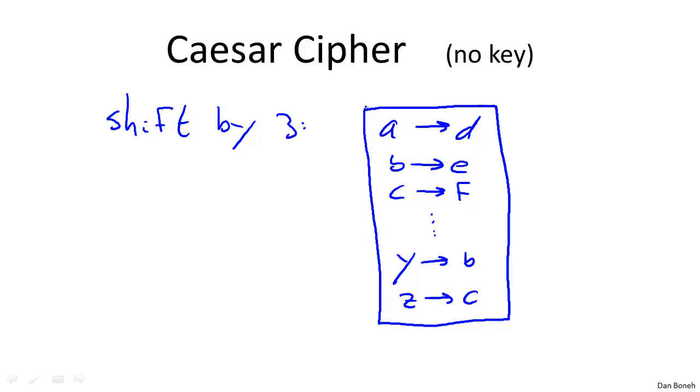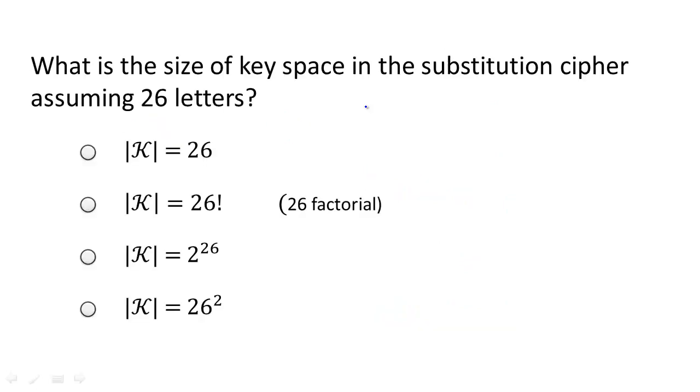Okay, so now let's go back to the substitution cipher where the keys really are chosen at random. These substitution tables are chosen at random. And let's see how we break this substitution cipher. It turns out to be very easy to break. The first question is, how big is the key space? How many different keys are there, assuming we have 26 letters? I hope all of you said that the number of keys is 26 factorial, because a substitution key is simply a table, a permutation of all 26 letters. The number of permutations of 26 letters is 26 factorial.